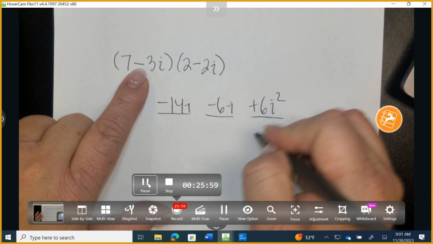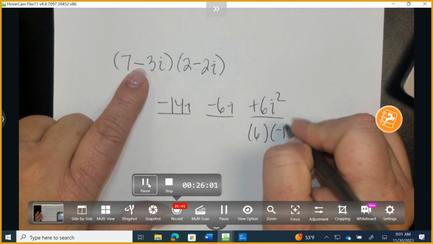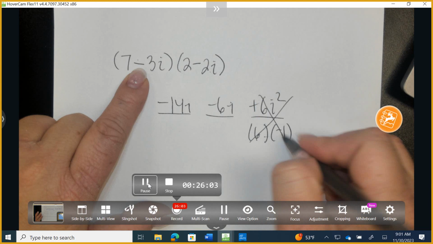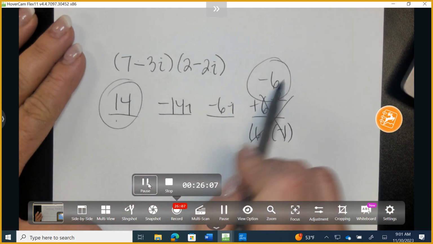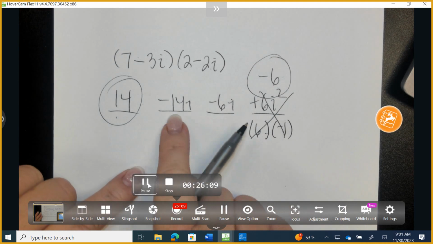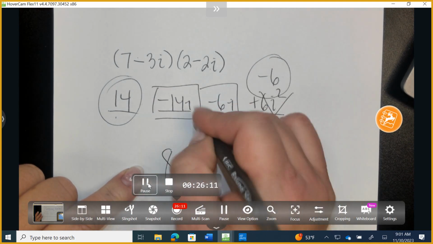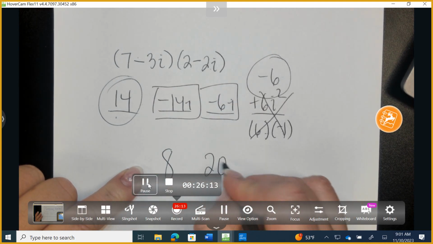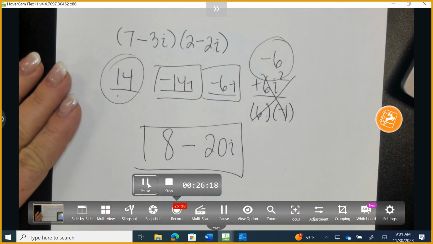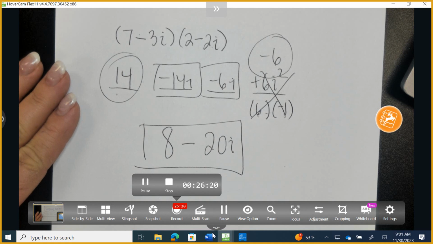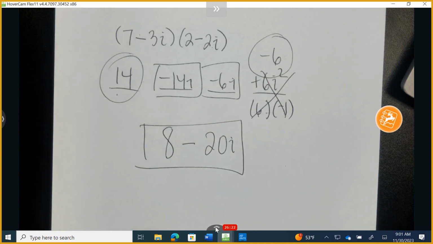Positive 6i squared. 6 times negative 1 is negative 6. It's very easy to make small mathematical mistakes here. These combine to give us 8. Put the real down first. This is called the imaginary portion. Same sign, I'm going to combine. And if you need to use your calculator to come up with those basic mathematical operations, feel free to do so. All right, so this is what I have.